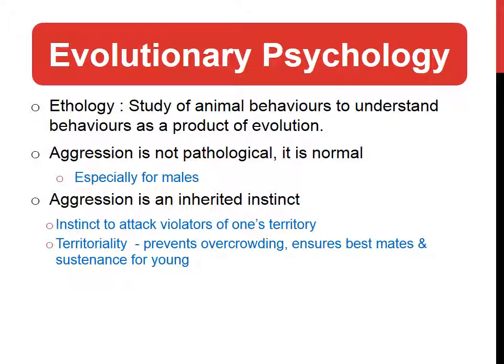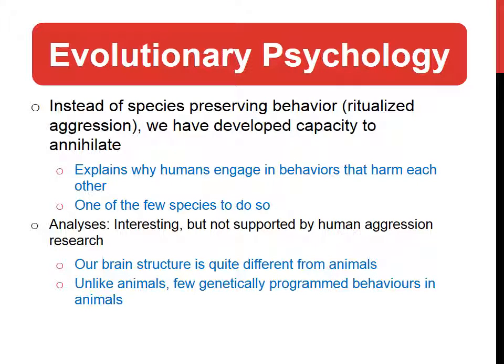It also suggests that aggression is indeed an inherited and even an important instinct as it helps meet the following needs. Firstly, it provides individuals with the instinct to attack violators who try and enter their territory without permission. And secondly, it promotes territoriality, which is important because it prevents overcrowding and ensures that the best mates are available and also enough food and nutrition for their young. Evolutionary psychologists go on to say that most species practice ritualized aggression, as ritualized aggression is indeed an important and species preserving behavior.